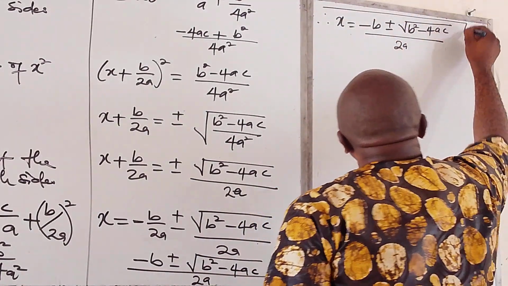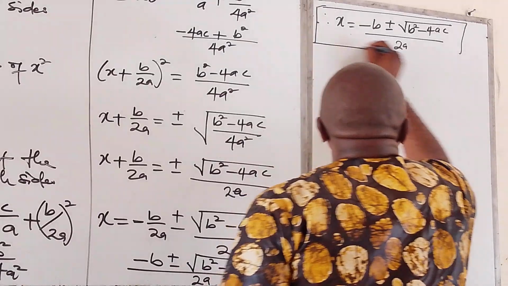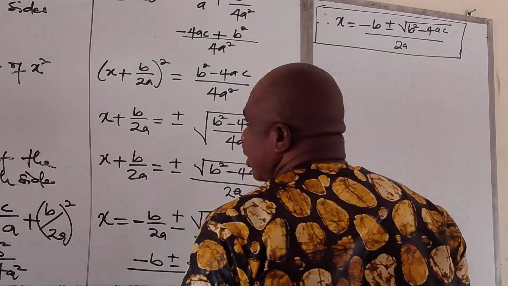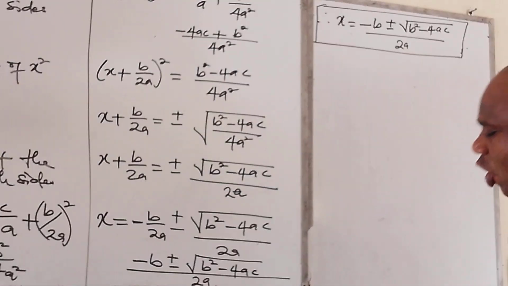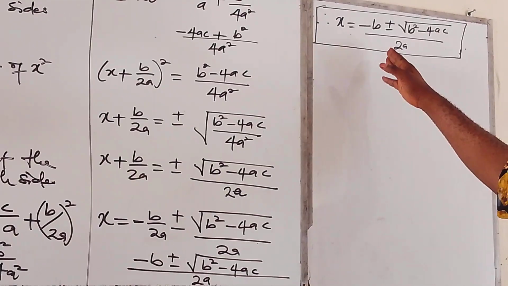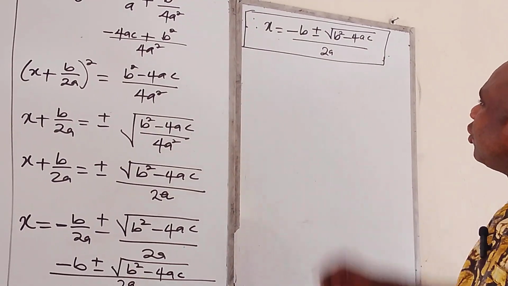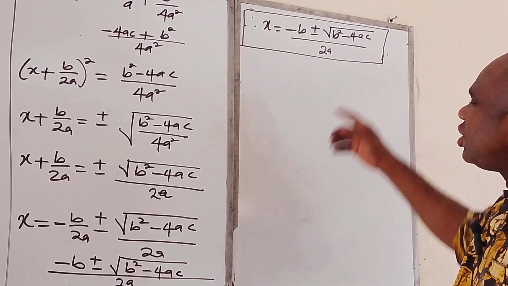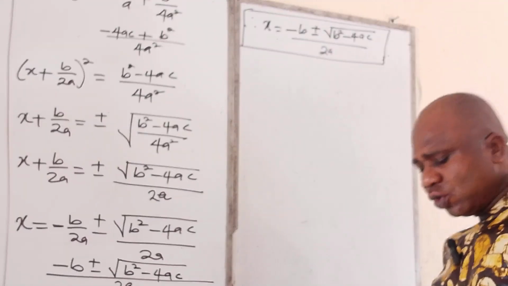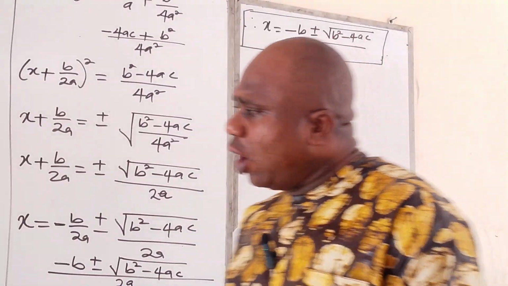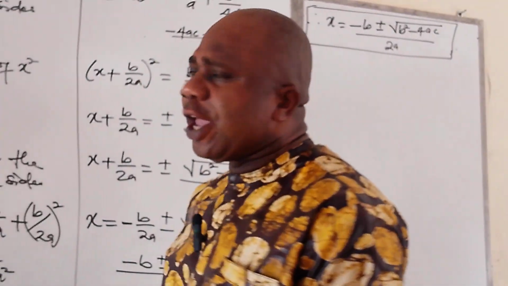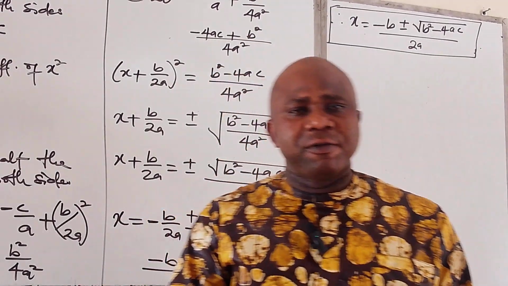This is referred to as the general quadratic formula. Some persons actually call this the almighty formula. x is equal to minus b plus or minus the square root of b squared minus 4ac all over 2a. So now we have actually seen all the steps to follow when using the completing the square method.